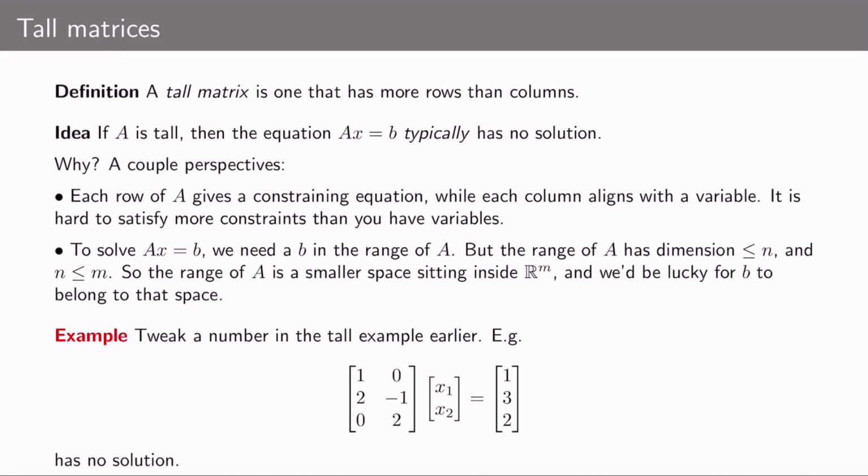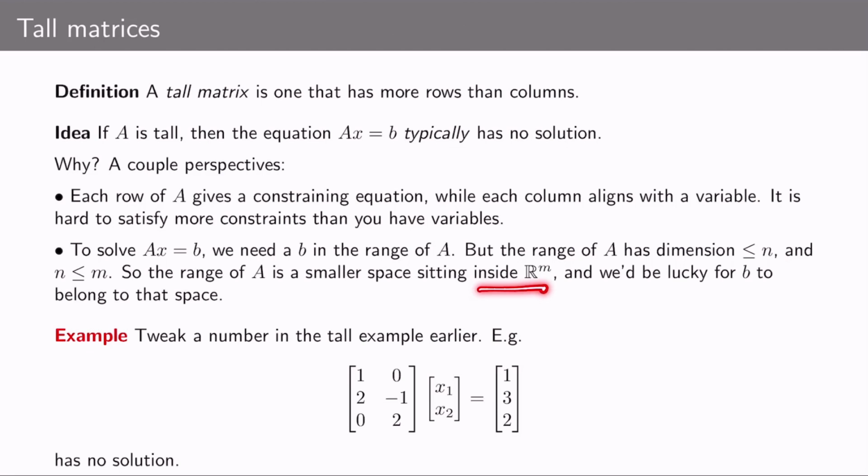Okay, how about another perspective? In order to solve Ax equals b, we need b to be in the range of A. That is, the vector b, which is given, needs to be some linear combination of the columns of A. But the range of A consists of all linear combinations of n columns, so its dimension must be less than or equal to n. It could be less than if there's some linear dependence relationship among the columns. Meanwhile, since the matrix is tall, I know that n is less than or equal to m. So the range of A is some less than or equal to n dimensional space sitting inside Rm. It's some smaller space sitting inside the codomain.